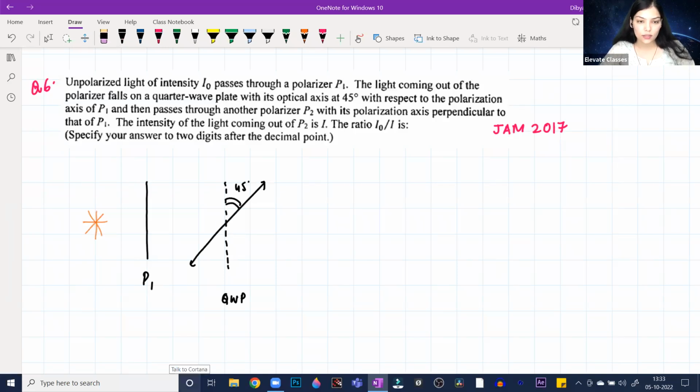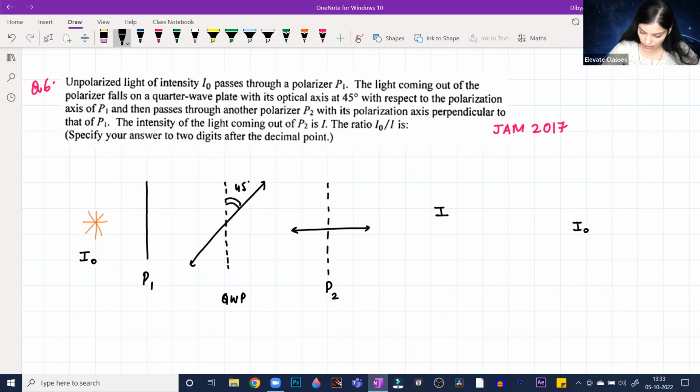And then it passes through another polarizer P2 with its polarization axis perpendicular to that of P1. So I have another polarizer, and its pass axis is this, making a 90 degree angle with respect to the pass axis of P1. The intensity of the light coming out of P2 is I. So here I get I as output and the input was I0. I want to find out the ratio of I0 by I.